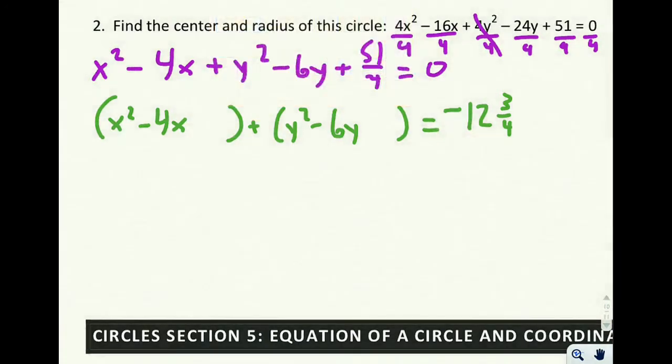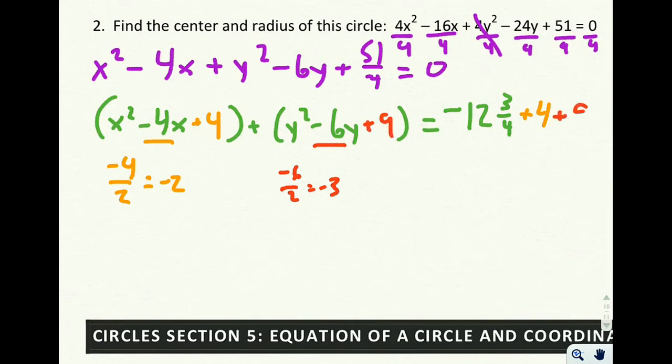Next step, we take our middle term, we cut it in half, so negative 4 over 2 is negative 2. We square that to get 4 and add it to both sides. On the y's, we have negative 6. We cut that in half and get negative 3. Square it to get 9 and add that to both sides.